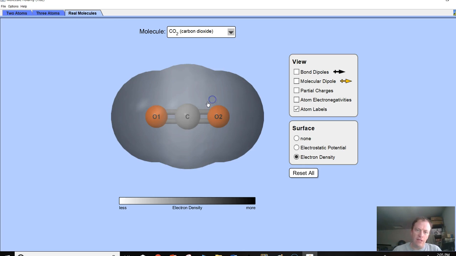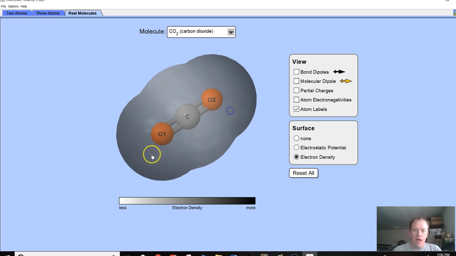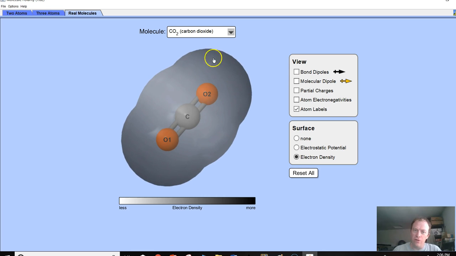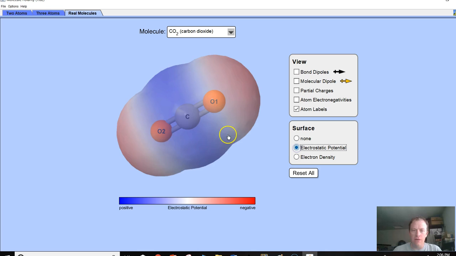If you look at something like CO2, on the other hand, now we do not have a partially negative end and a partially positive end. Electrons are sort of being pulled towards this side and this side, but it doesn't lead to a negative and positive, or a dark and light side. We could look at it this way too.